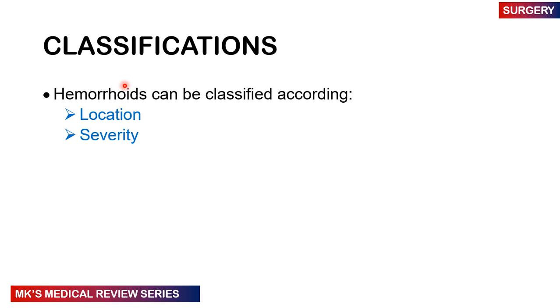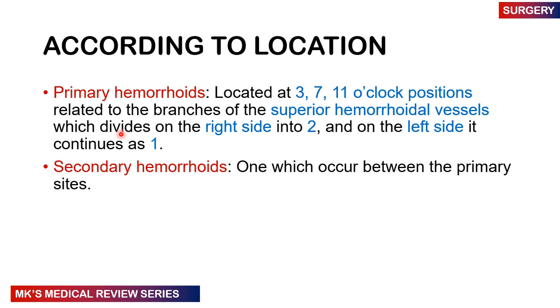Now, we can classify hemorrhoids based on their location. We can also classify them based on their severity. I'll give you a grading system very shortly. So when you talk about the locations, those occurring at the primary places where you have those anal cushions at 3 o'clock, 7 o'clock, and 11 o'clock are referred to as primary hemorrhoids. Because remember that these are branches of the superior hemorrhoidal vessels, which divide on the right side into 2 branches and on the left side into 1 branch. Then anything occurring between these 3 locations, we refer to as a secondary hemorrhoid.